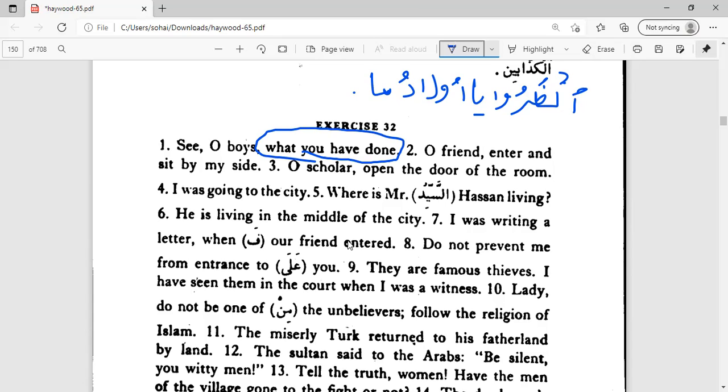So unzuru ya awladu. What do you think now? Fa'alu. Okay, fa'altum, you have done, fa'altum. انظروا يا أولاد ما فعلتم.